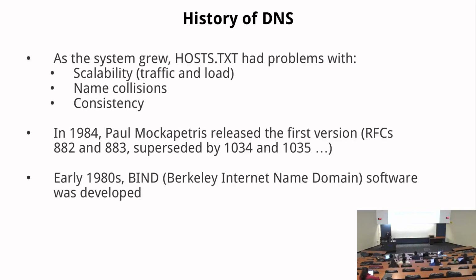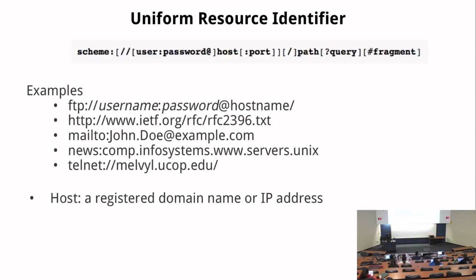The problem with this approach is scalability, right? There could be multiple different versions of hosts on different systems. And whenever you want to transfer them, you transfer the whole file. Also, because there are multiple versions, there could be name collisions. So back in the 80s, Paul Mockapetris released the first version of DNS. Then people started working on this to eventually develop the DNS like what is today.